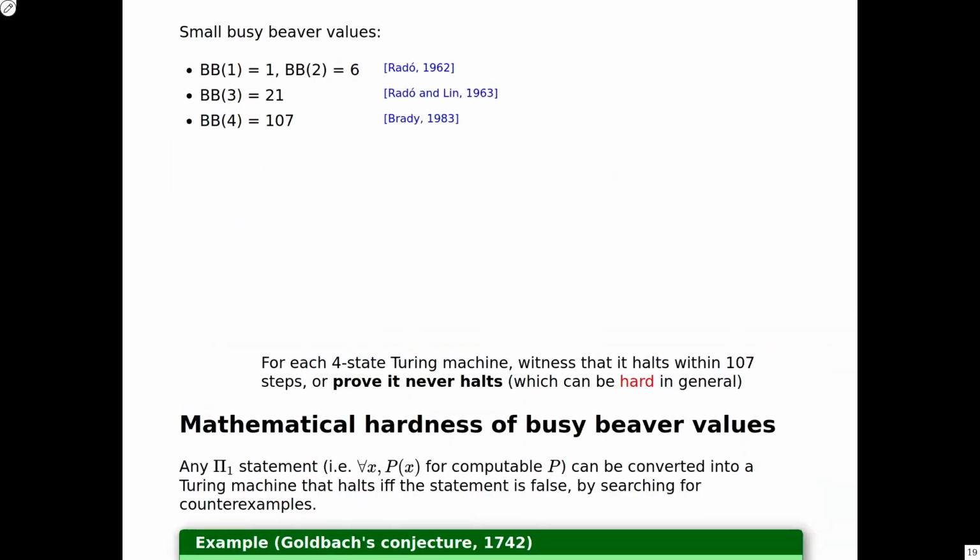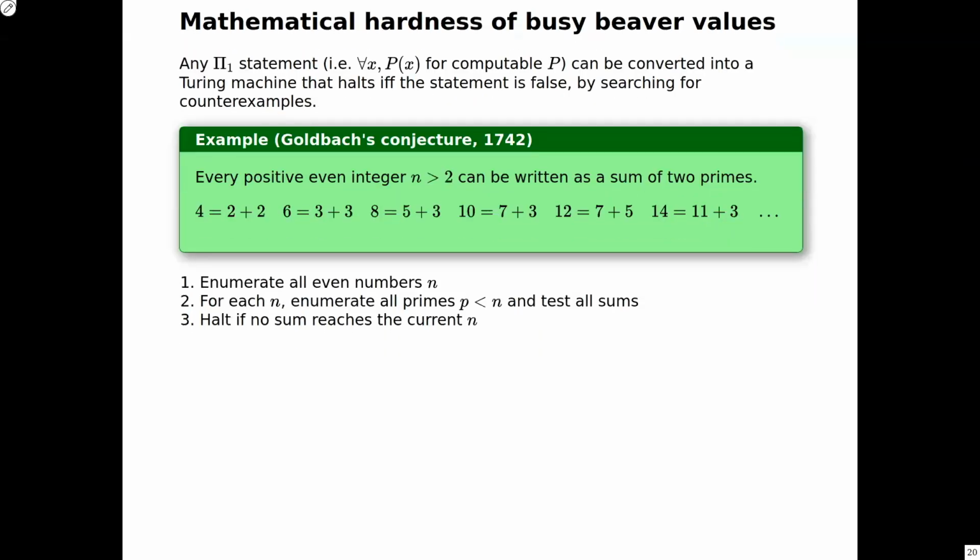The thing is that a natural question is how hard can it be in general, because a 4-state Turing machine is very small. The idea is that any Pi-1 statement in logic, any statement of the form for all x, P(x), with P computable, can be converted into a Turing machine. Actually, it's a one-to-one association. A famous example is Goldbach's conjecture. It's one of the oldest open problems in mathematics, and it states that every even integer n greater than 2 can be written as the sum of 2 primes.